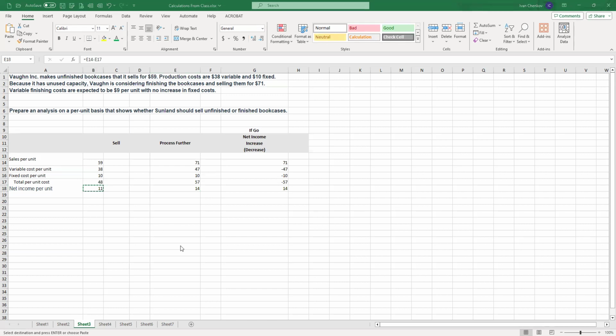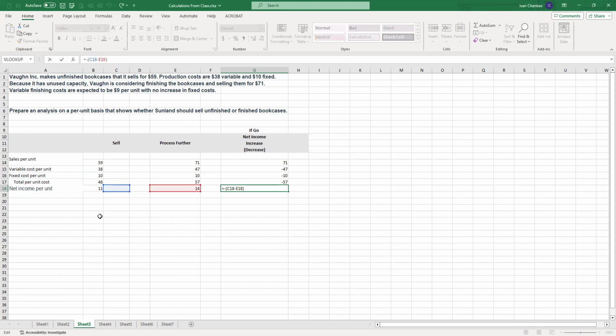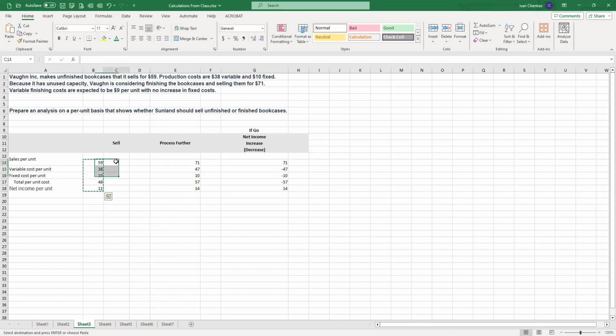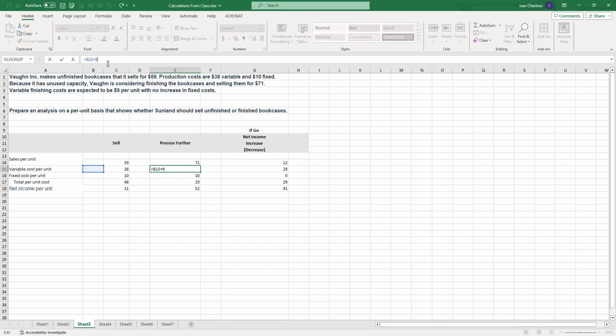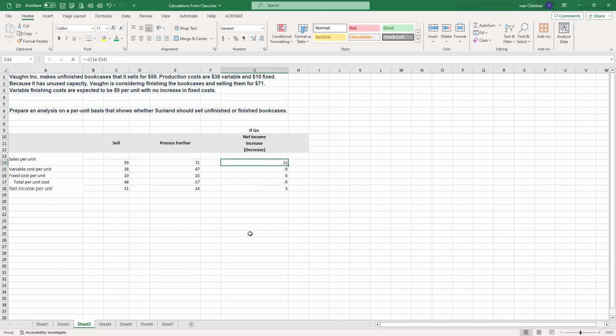So in this case, I have to flip those in order for this to work. Let's flip it here. My increase in sales price is $12. My increase in the variable cost is $9. My total increase in cost is $9. My net income per unit is $3.